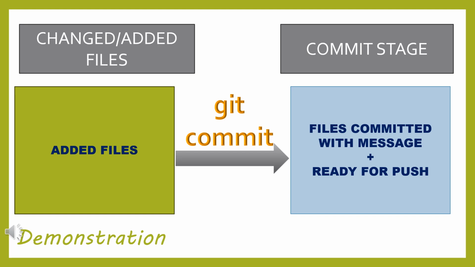Demonstration. On the left side we have the files added with the git add command, and the changed added files are present here on the left side. When we give git commit, it will go to the commit stage. It has the files committed with the message and it is ready for push.